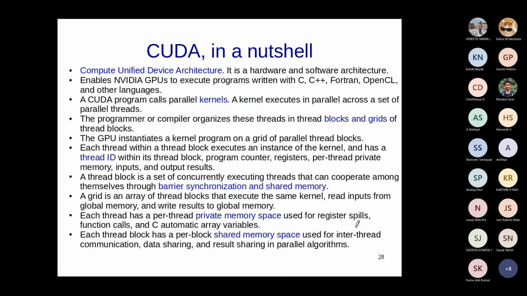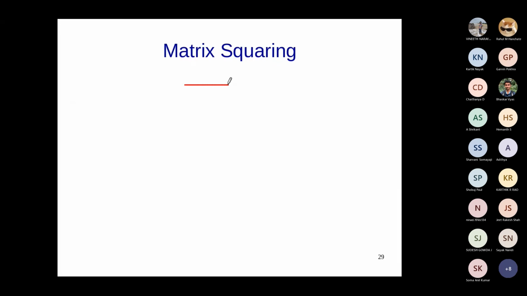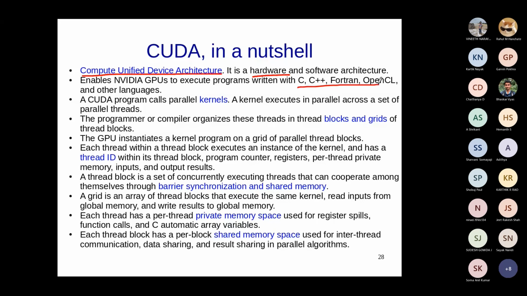Overall, just as a summary before I move ahead, CUDA's full form is Compute Unified Device Architecture. It consists of both hardware and software parts. You can execute programs written in C++, Fortran, OpenCL, and some other languages on GPUs. A CUDA program calls something called a kernel. A kernel executes parallel threads. The programmer or the compiler needs to organize these threads in the form of blocks and grids. That's the buses, and multiple blocks form the grid, maybe a school, you can say. The GPU instantiates a kernel program. That is, it finally runs the program.